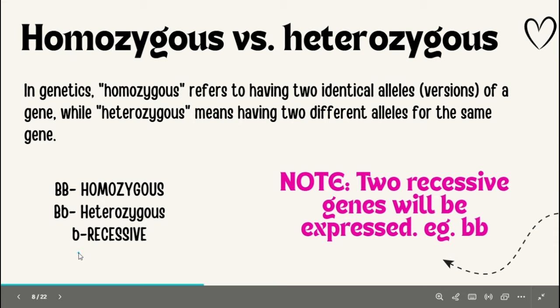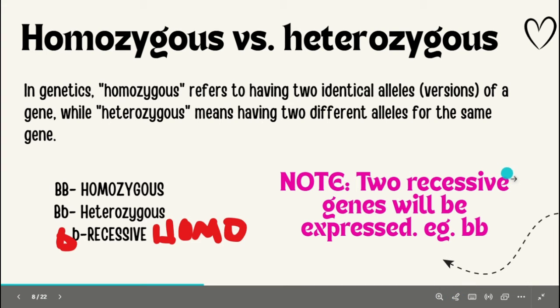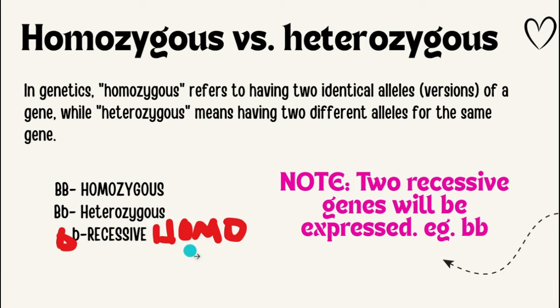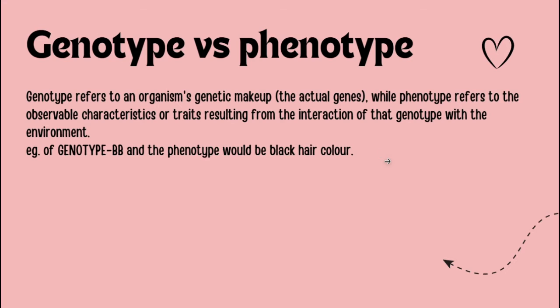And obviously recessive, right? You have little b, but in this situation, if we put another little b right here, that would be homozygous recessive, right? So we can just say homozygous recessive. So you have homozygous dominant, you have heterozygous, and then you have homozygous recessive. Those would be the three main ones.